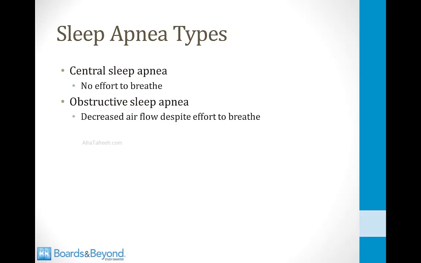There are two types of sleep apnea. The first type is called central sleep apnea, and this is where the patient has no effort to take a breath during sleep. This is the rarer type of sleep apnea. What's much more common is what's called obstructive sleep apnea, often called OSA, and this is where there's decreased airflow despite an effort to breathe by the patient. We'll talk more about both of these in just a second.